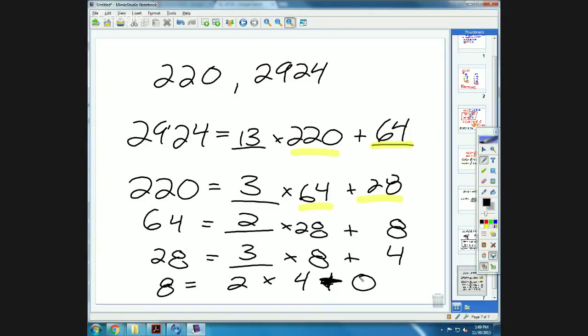So what we figured out is the last remainder before the 0 is our greatest common divisor. So that means 4 has to be the greatest common divisor.